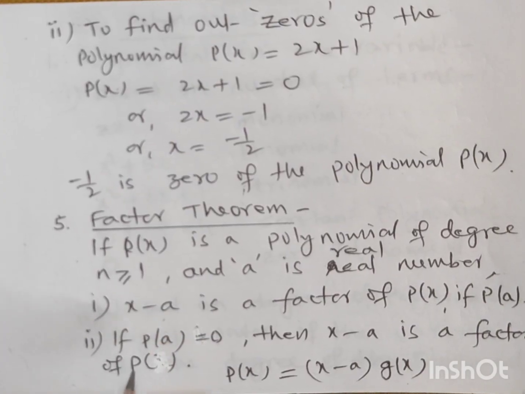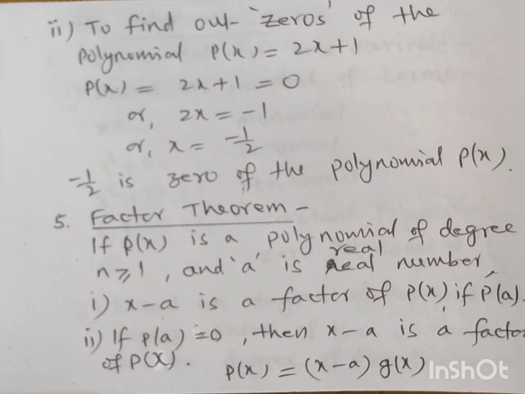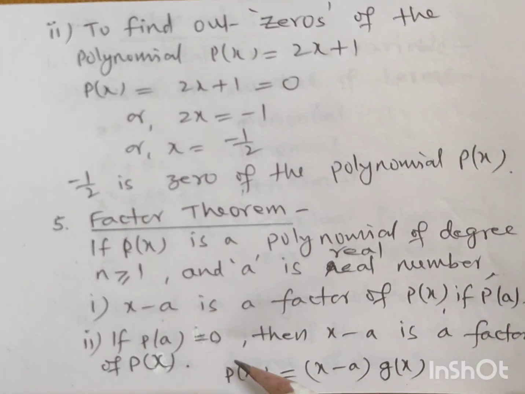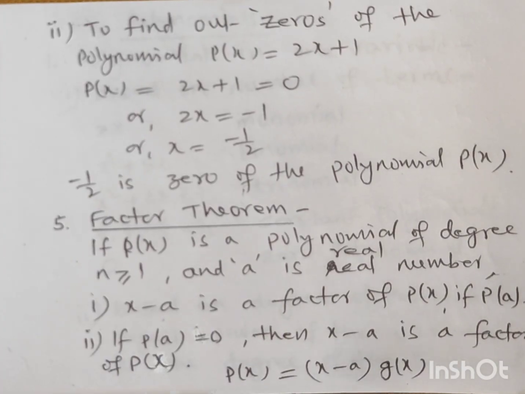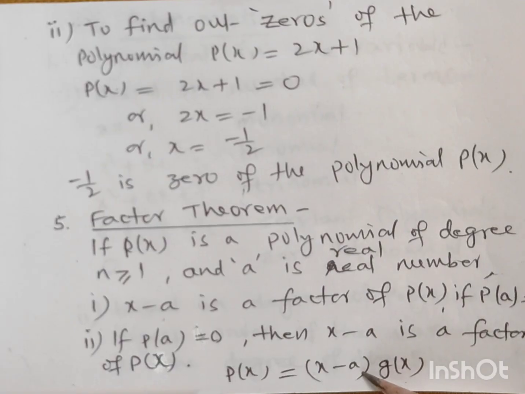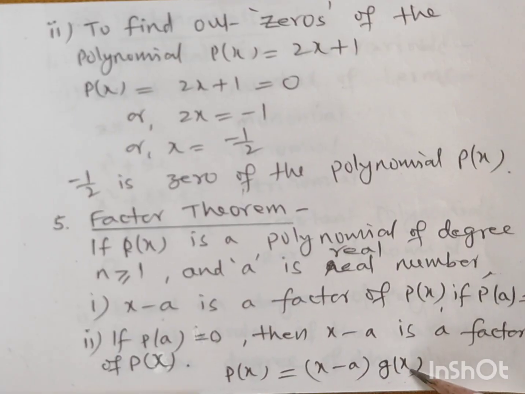The corollary is: if p(a) is equal to 0, then x minus a is a factor of p(x). We can write p(x) equals x minus a into g(x). x minus a is a factor, and there will be other factors which will be represented by another polynomial g(x).